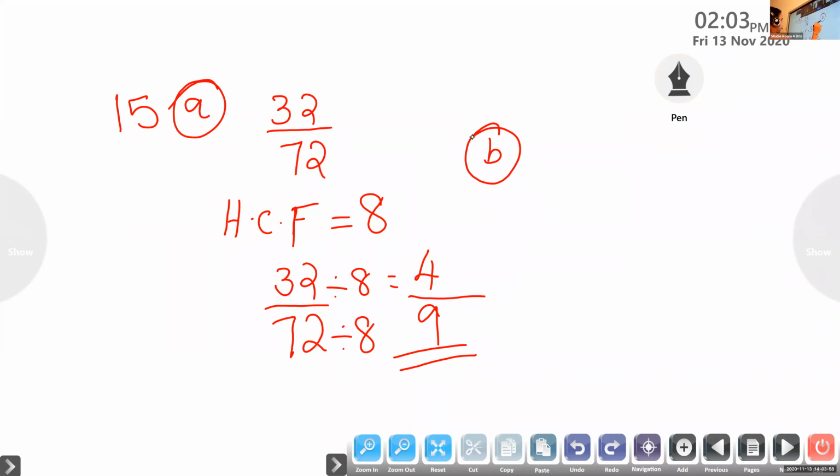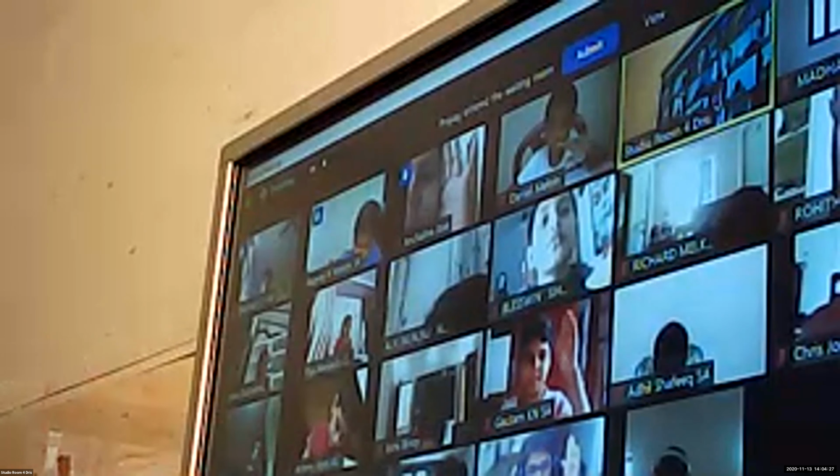45 by 54. Ma'am, can I tell the HCF of B? Wait, 1 minute. 45 by 54. Find the HCF of 45 and 54 and divide. Let me see how many have finished. How many children found the HCF? Yes, wait.